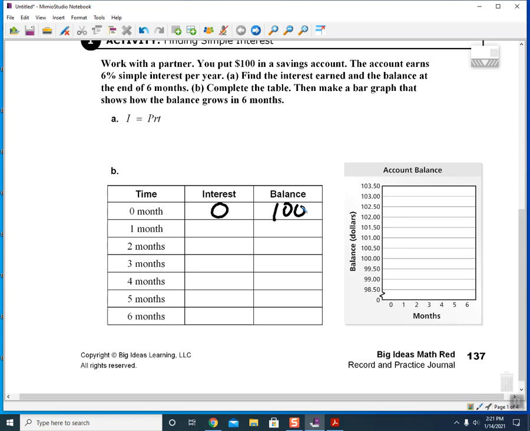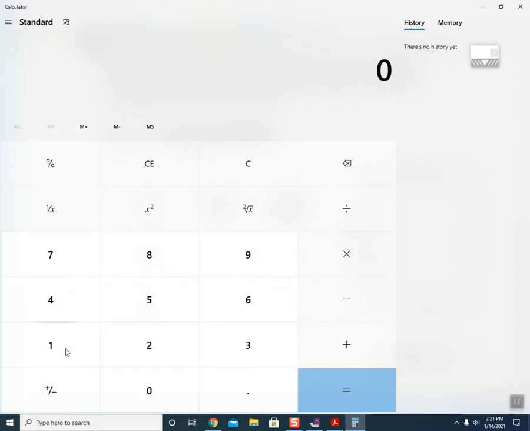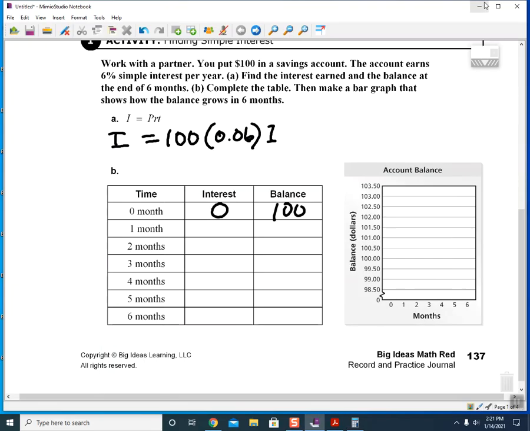If I'm earning 6% per year, let's calculate what that looks like. My interest is my principal times my rate times time, and if I want to just know the year, it would just be 1. So really I need to take 100 times 0.06 on my calculator, which gives me 6. So my interest over a year is $6.